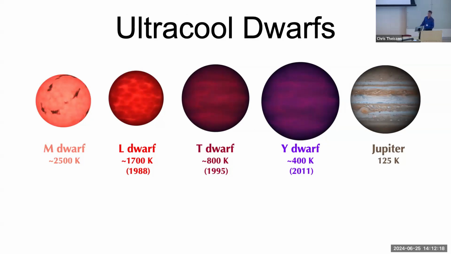So, classic slide of ultra-cool dwarfs, the late M dwarfs and L, T, and Y, which includes all the brown dwarfs, which cool down as they age, making them unique in that way compared to stars. And pointed out that volume-limited samples are challenging to assemble.